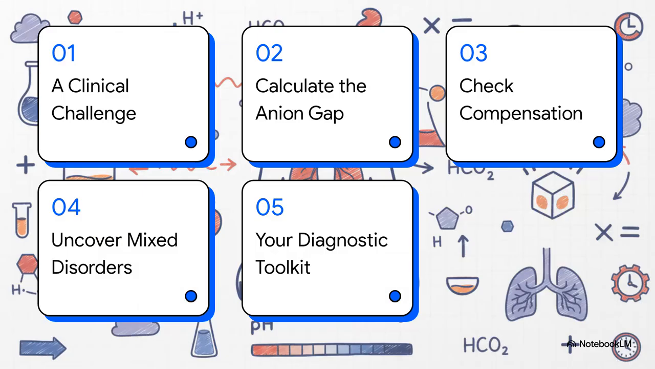So here's our game plan. We'll start with a clinical case, and then we've got 3 challenges lined up for you. First, we'll calculate the anion gap. Then we'll check how the body's compensating. And finally, we'll dig into how to uncover those really tricky mixed disorders. By the end of this, you're going to have a seriously powerful toolkit ready to go.